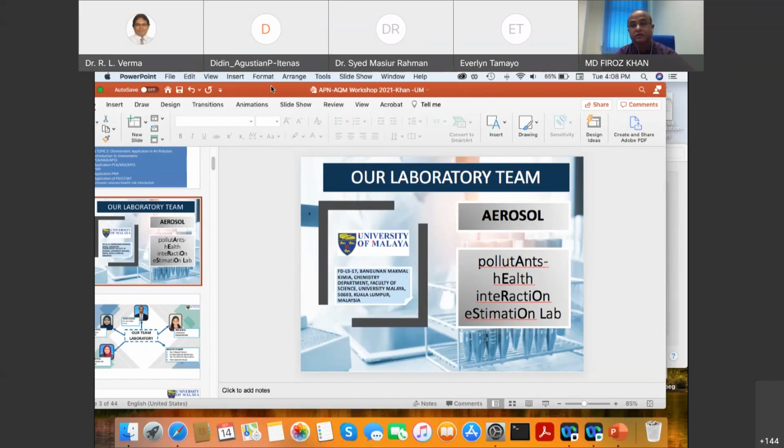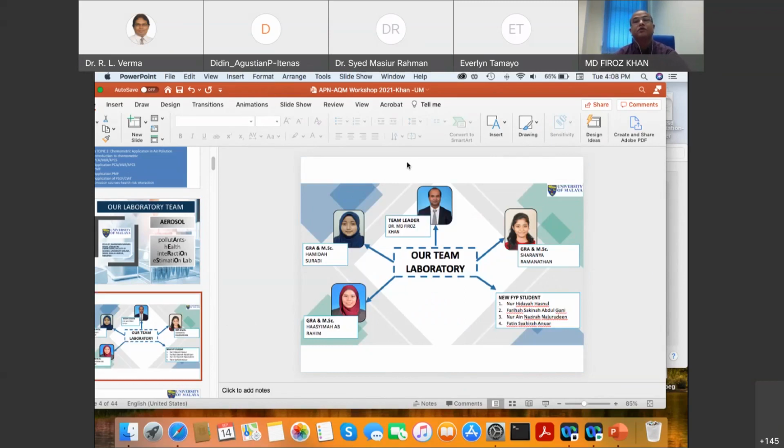Some of them is a health concern. So our focus is on those groups of organic compounds or inorganic compounds. So let me proceed here with the group we have been working with here at University of Malaya.